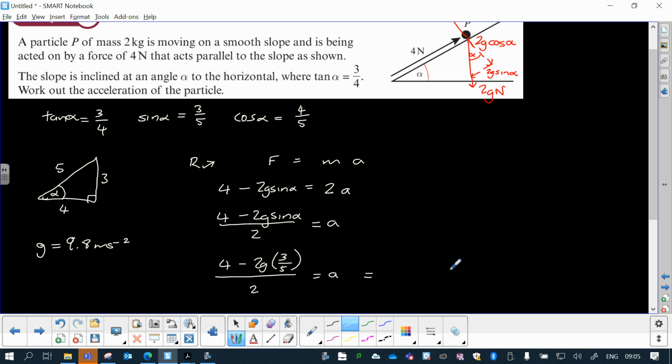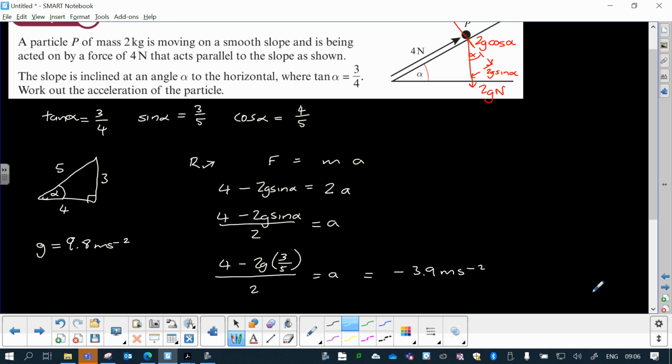So 4 minus 2 lots of 9.8 times 3/5, divided by 2. Minus 3.88. Yeah? Minus 3.9 because it looks a bit neater, meters per second squared.